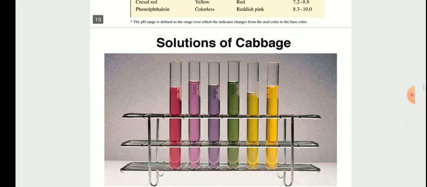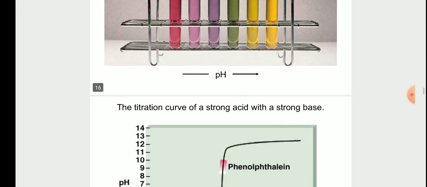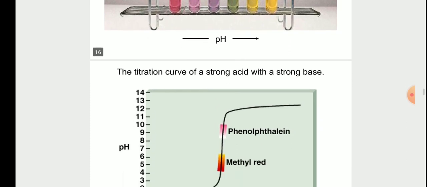This is actually a natural indicator, the solution obtained from cabbage, and if you keep it at a defined pH value, its color will be defined. It's like this. At lower pH the color is red, and at higher pH it is yellow.